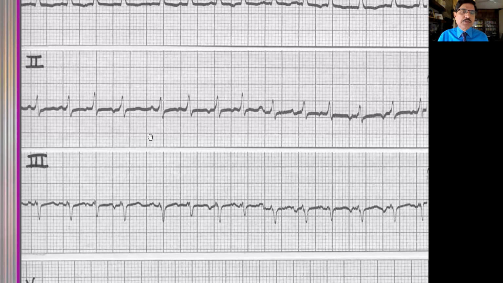So AV nodal reentrant tachycardia is the most common form of paroxysmal supraventricular tachycardia. This is what we normally see also. Mechanism: there is a dual AV nodal pathway, an alpha pathway and a beta pathway. All of us have only one pathway. In these people, there is an additional pathway called the beta pathway at the AV node. The alpha pathway of the AV node is faster with a longer refractory period. The beta is slower in conduction but with a shorter refractory period. Alpha pathway is faster and longer RP. This is slower and shorter. RP is the refractory period.